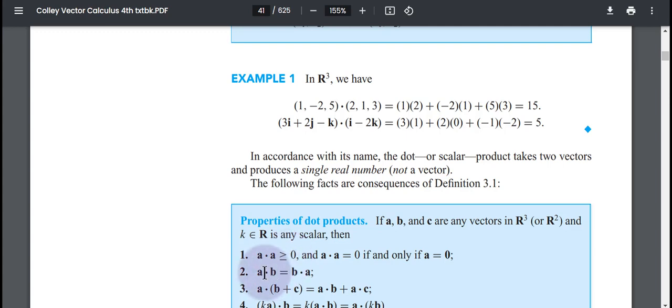Another is that you can reverse the order. You can commute these. So A dot B is the same as B dot A, and that's pretty clear.